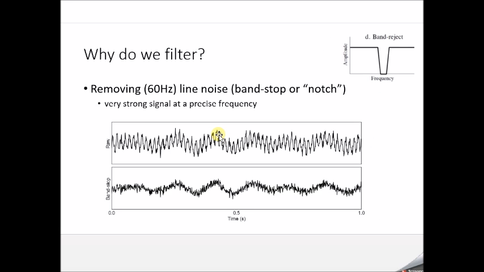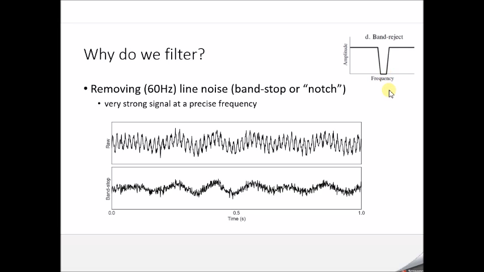And the final type of filter I'll mention is the band reject filter, also known as band stop or notch. And this is the opposite of the bandpass filter. So at low frequencies and high frequencies, the signal goes through the filter completely unattenuated. But there is a narrow frequency range in which those frequencies are attenuated completely.